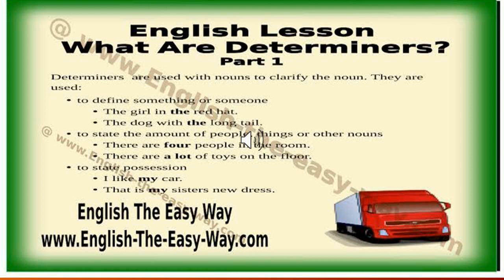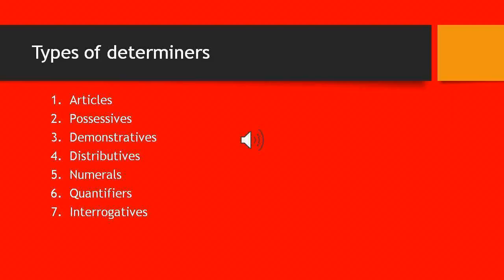Possession means to own something. For example, I like my car, that is my sister's new dress. The word "my" is a determiner. Children, these are the types of determiners. First articles, then possessors, demonstratives, distributives, numerals, quantifiers, interrogatives.